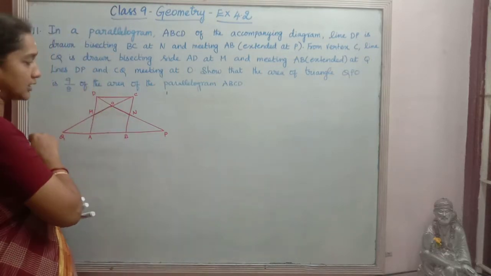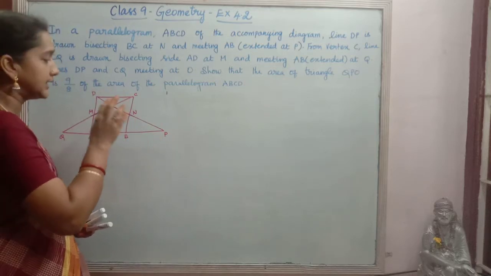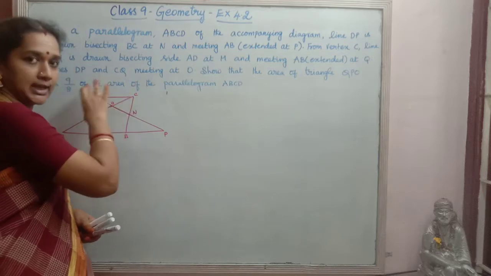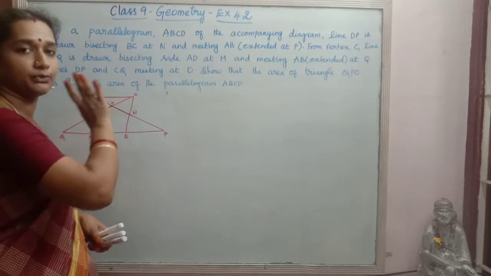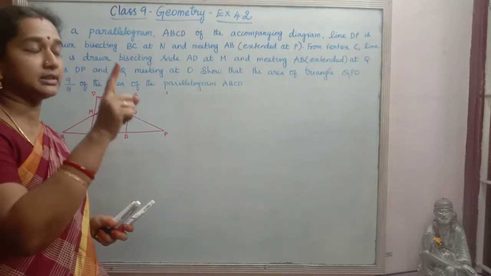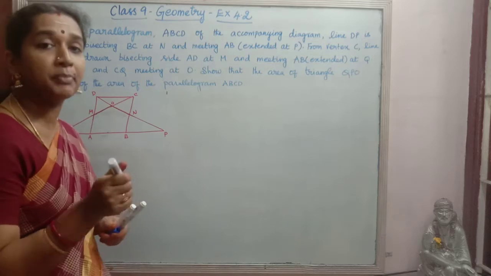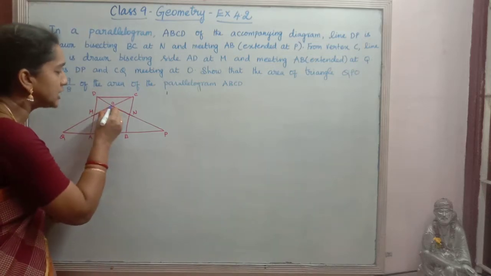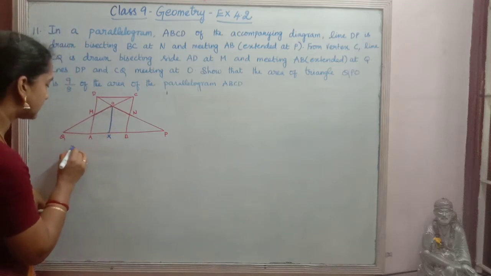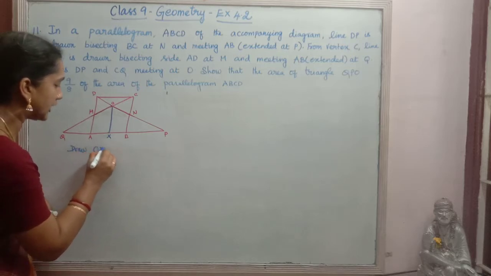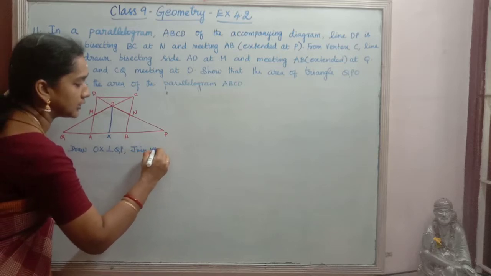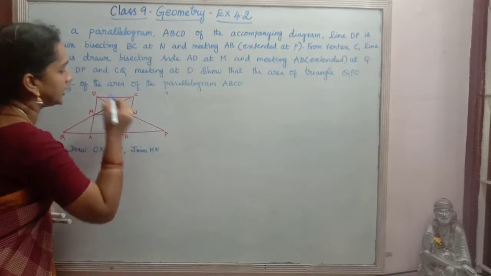So ABCD is a parallelogram, and OQP is a triangle that is drawn. The lines bisect two opposite sides of the parallelogram. For proving this result, first we will draw a line perpendicular to QP from this point O. So draw OX perpendicular to QP. Then join MN. So MN also I am joining.